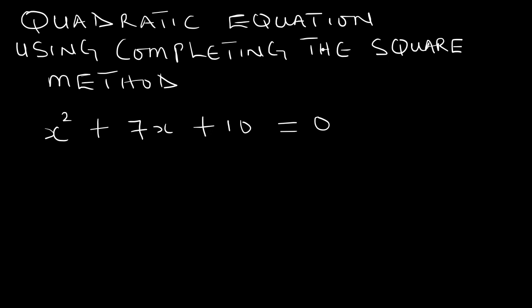Hello viewers, in this tutorial we'll be solving this quadratic equation using the completing the square method, and we'll be looking at a case where the leading coefficient is equal to 1. When we say leading coefficient, we mean the coefficient of x squared. They mean the same thing. Either you call it the leading coefficient or you call it the coefficient of x squared. So in this equation, the leading coefficient is equal to 1.